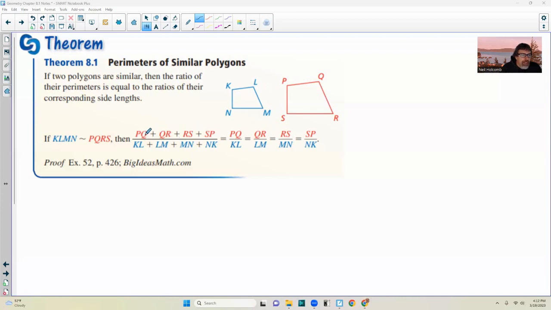So what they're basically saying is if you add all the sides, that's perimeter, and then break up each side with its corresponding side, and set those all ratios equal, that would be your scale factor K. If the two polygons are similar, then the ratio of their perimeters is equal to the ratios of their corresponding side lengths. So if I added all those up, the perimeters' ratio would be equal to each side's ratio if they're similar. That's all there is to it. It's pretty simple. There is a proof on page 426 and example 5. So let's take a look.